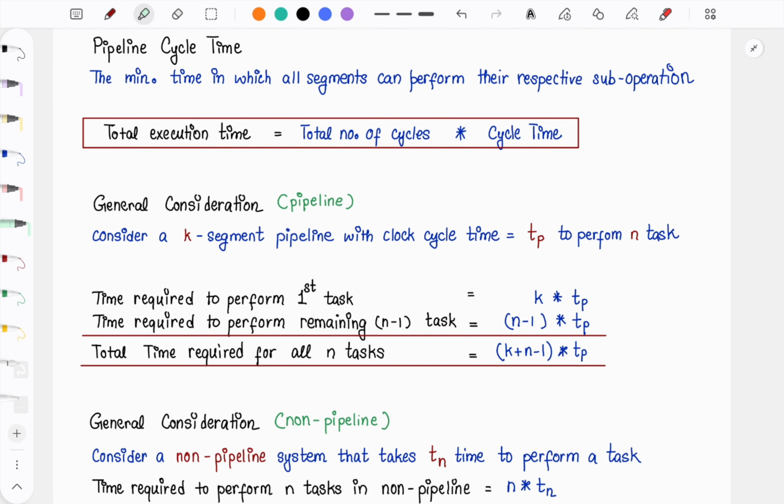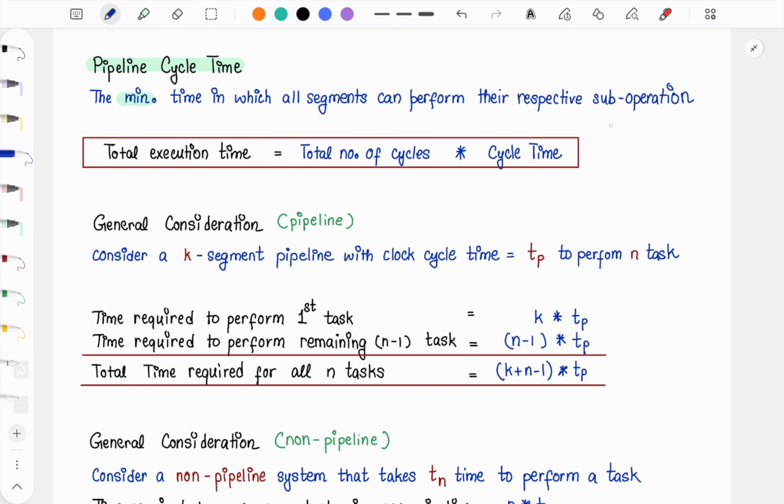Now another important aspect is pipeline cycle time. What this means is the minimum time in which all segments perform their respective sub operations. So when we were given n equals 5, meaning 5 tasks were given for pipeline, we were taking 7 cycles. On the other hand, for non-pipeline, it will be taking 15 cycles, because there is no parallel functioning or overlap. And in order to find the total execution time, we'll multiply the total number of cycles with the cycle time.